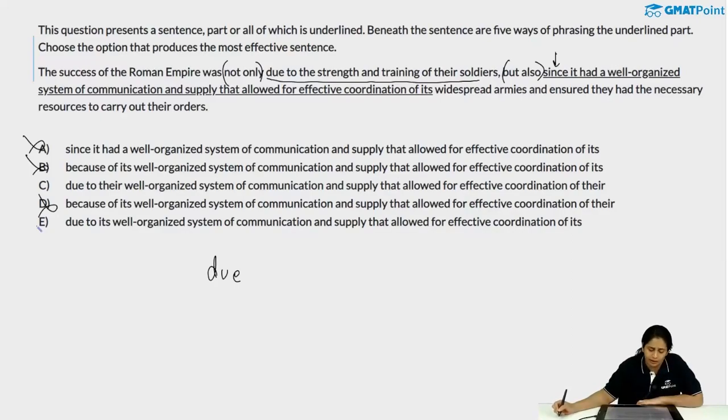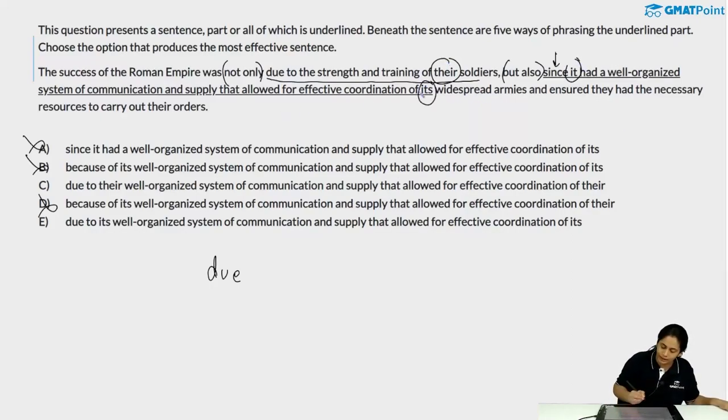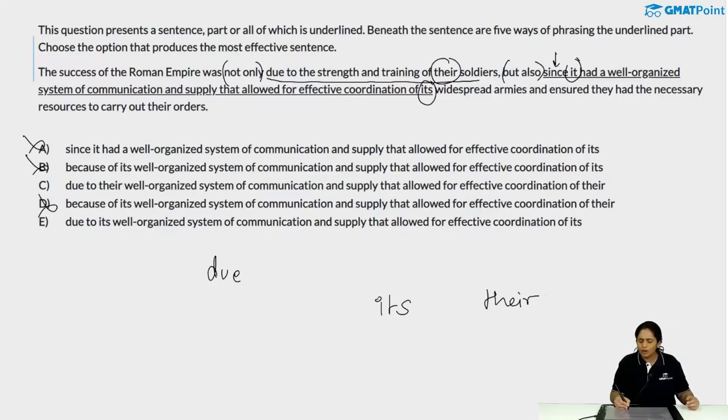Now, one more thing that you will notice in the original sentence when you are reading it is that the pronouns are being changed quite a bit. Here it is their soldiers. Then you have it over here, and there you have it again. So it is their, it. Firstly, whether it is it or their, it has to be consistently used throughout the sentence. In this particular case, whether you use its or theirs depends on how you view the sentence. If you view the Roman Empire as a singular unit and you are describing everything about a singular unit, then you will have to use it.